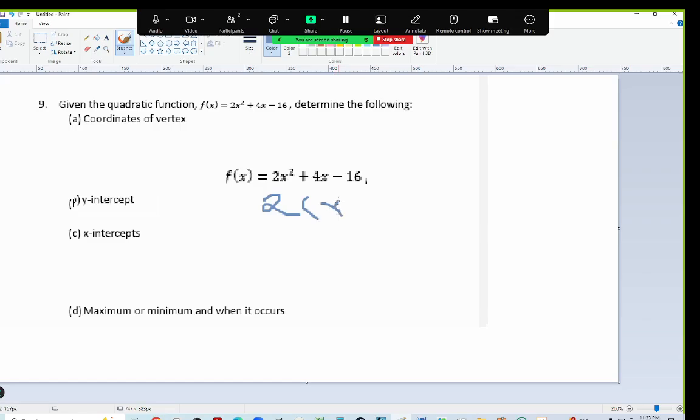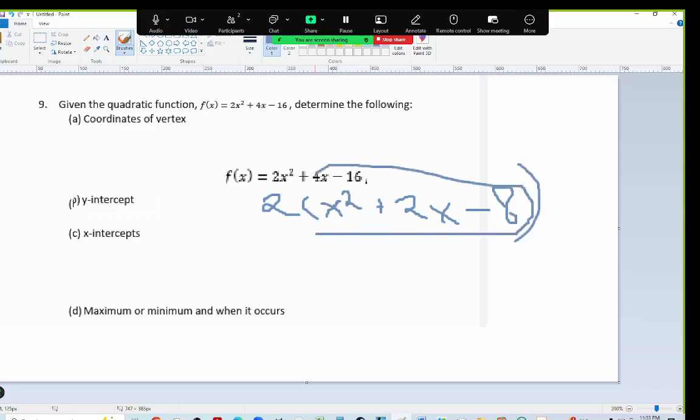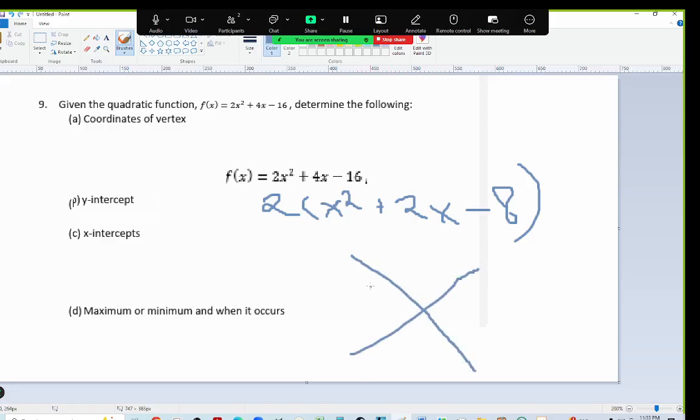I can take a 2 out of everything in there. I get x squared. This divided by 2 is plus 2x. Stop me if you don't know what I'm doing. And minus 16 with the 2 factored out is minus 8. This thing in the middle, now that I factored the 2 out, is a lot easier to factor. What am I looking for? What times to 2 and adds to -8?